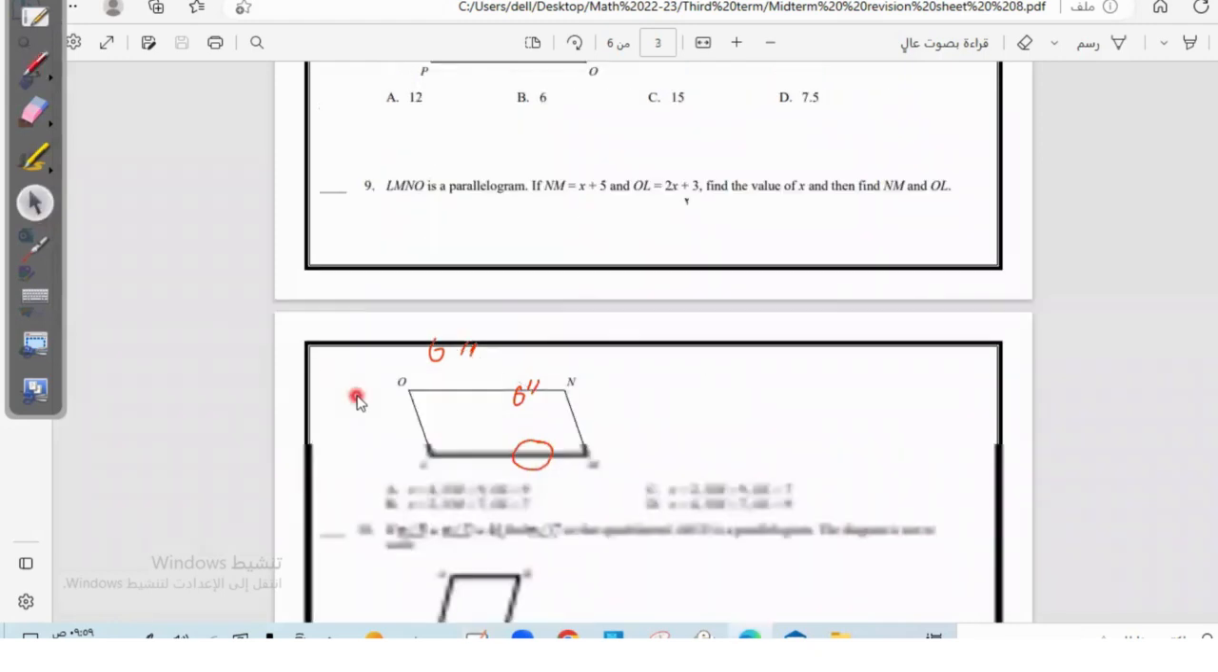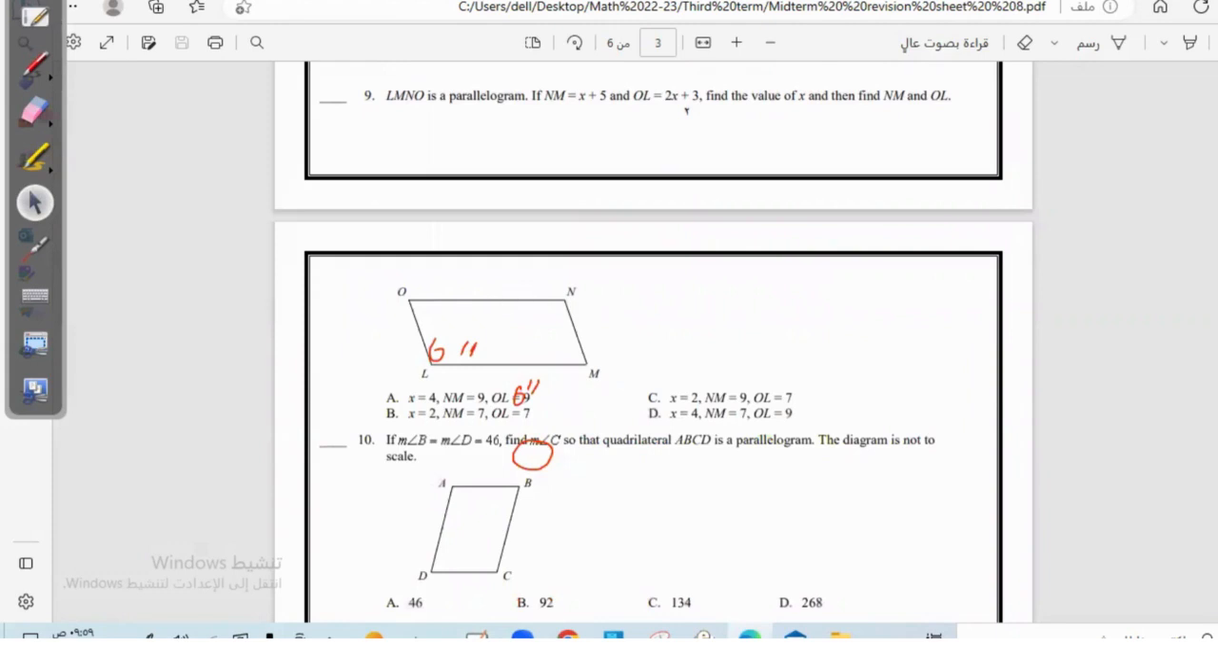Now, number 9. Find the value of x and then find NM and OL. Yes, the properties of parallelogram: every two opposite sides are equal. So in this case, NM equals OL. So what will happen here? x plus 5 equals what, teacher?